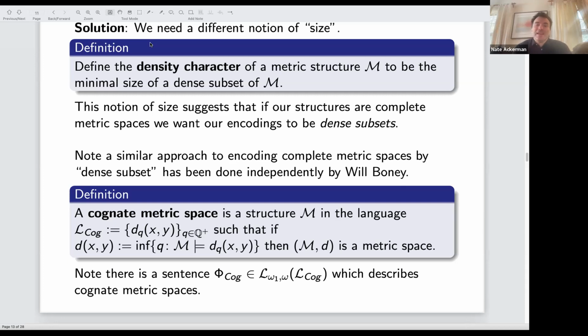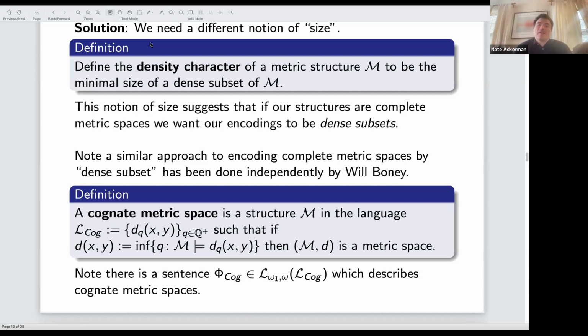So instead of that, what we want to do is encode our distances as a collection of relations, one for each rational. The idea being that you can pin down the distances by knowing all of the rationals which are above your distance. So by adding a relation for each rational, d_q, saying the distance between x and y is at least q, you can recover the actual distance from that information. And in the process, you have a classical structure which no longer has to contain the reals as part of the structure.